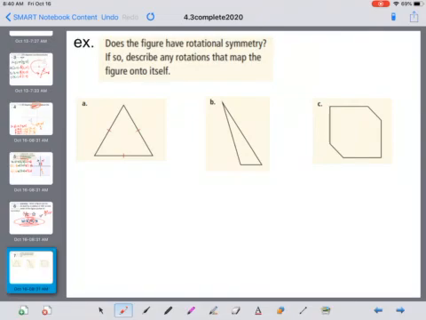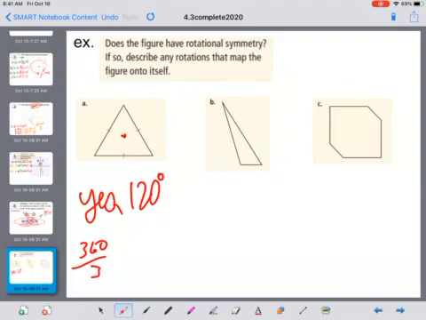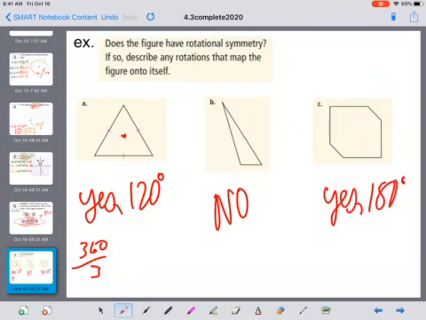So looking at this one, take a second here to decide if these 3 figures have rotational symmetry. And this first one would be yes, 120 degrees, 360 divided by 3, gives me 120 degrees on that center point. The middle one would be no. And then the last one would be yes at 180 degrees. And that will conclude our notes for 4.3.